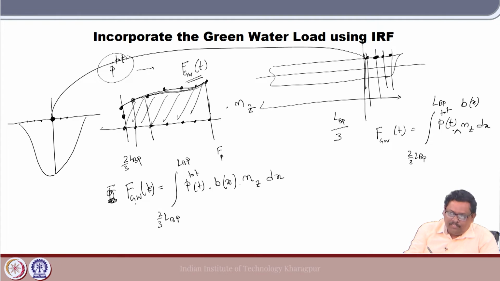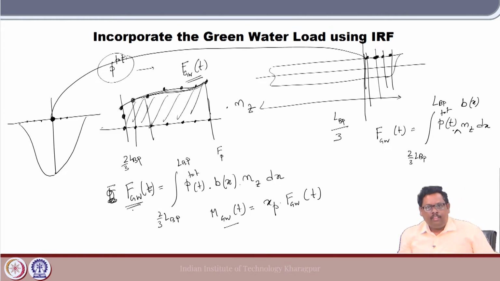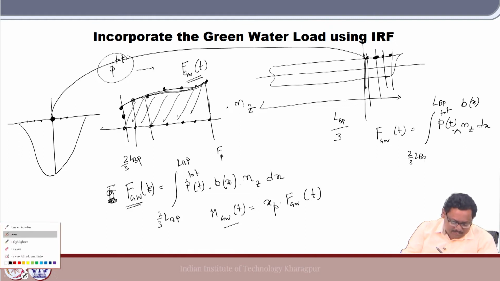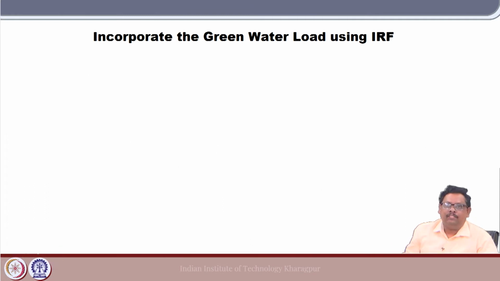Now, once you have the force, you multiply with the moment term. So, M green water, this T should be multiplied with the moment term. So, these are the two equations that I can use to get the green water load. Now, this approach is fair enough, one can take it, but suppose your idea is to just give some approximation, using some approximation here also.